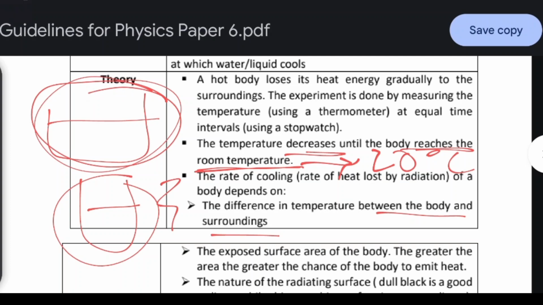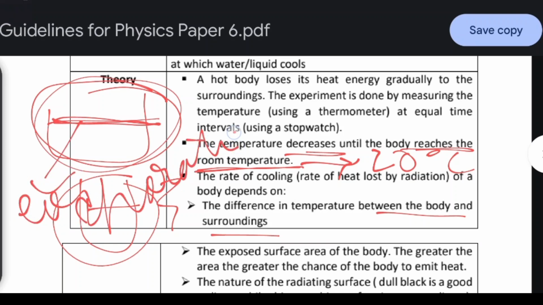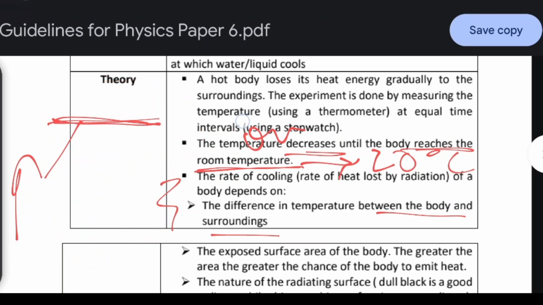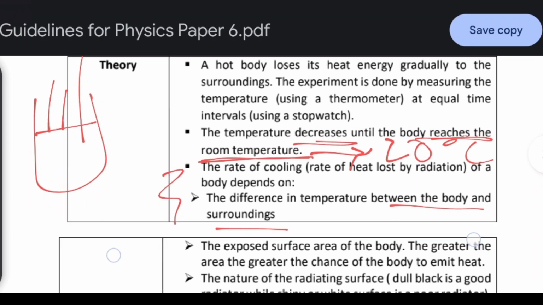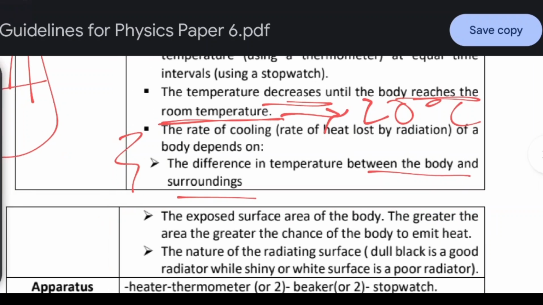The theory behind this is that the greater the surface area exposed, the greater the rate of evaporation, and evaporation causes the cooling of the body. We studied this before: the more energetic particles escape from the surface, leaving behind the less energetic particles. So the overall temperature of the beaker will decrease. The greater the area, the greater the chance of the body to emit heat, and the faster it will cool down.